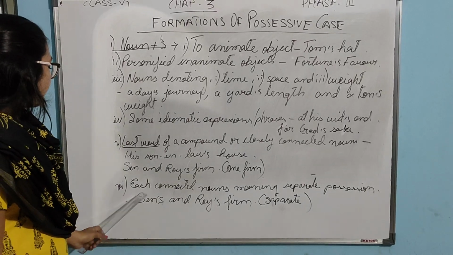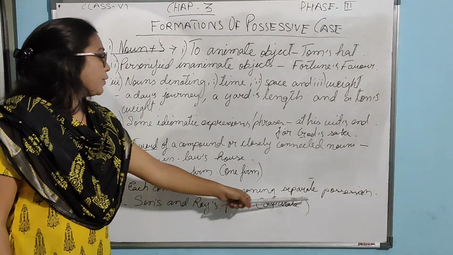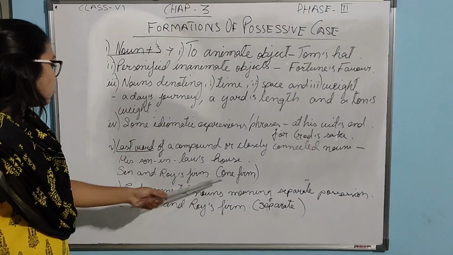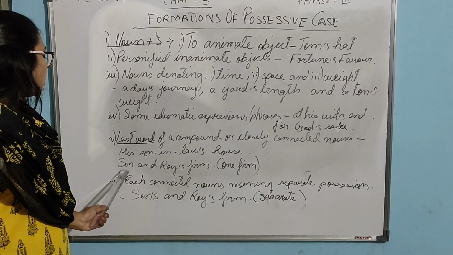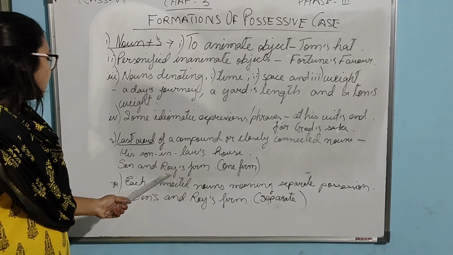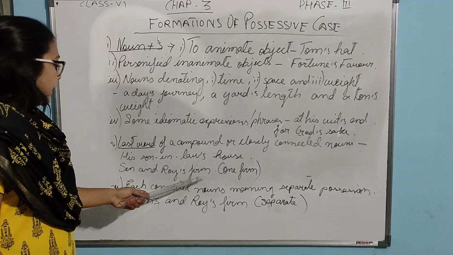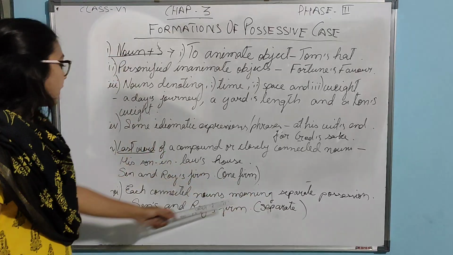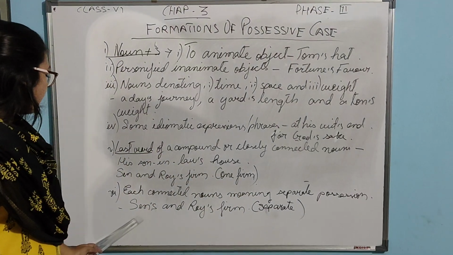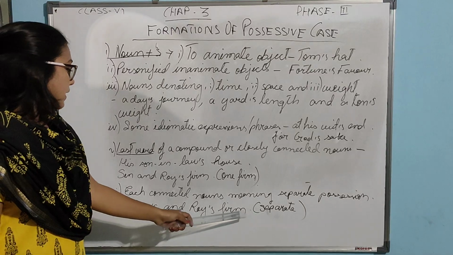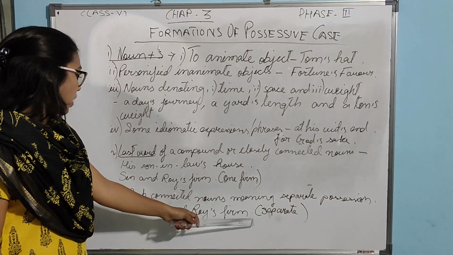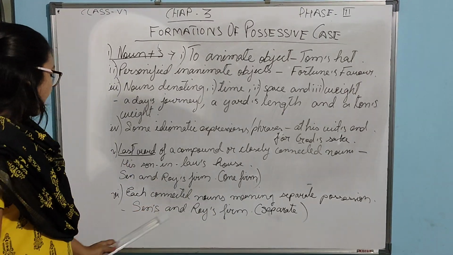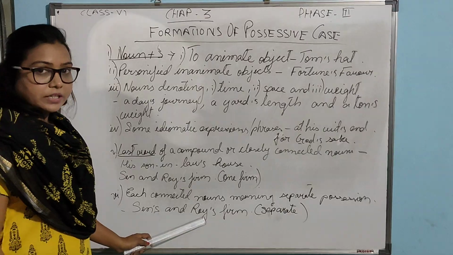The sixth point is each connected noun meaning separate possession. Look at the previous point. Here it meant one possession. That is, both have different names, but it means the same farm. And here it is separate possession. That is, they are talking about two different farms. For example, Sen's and Roy's farm. These farms are separate. They are not one. So each connected noun meaning separate possession takes apostrophe S with it.